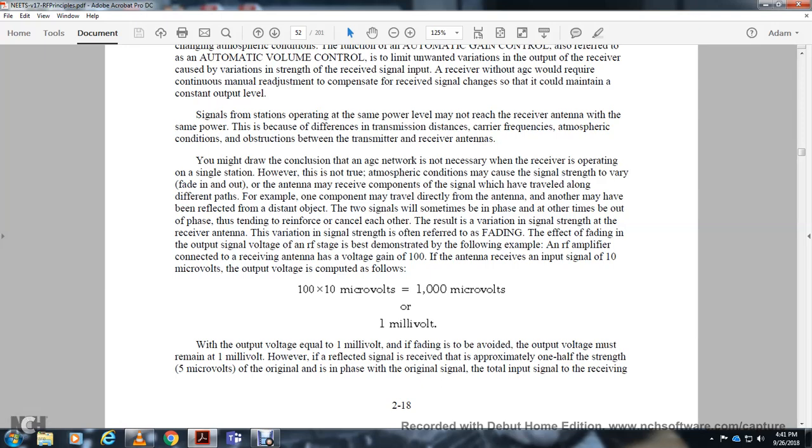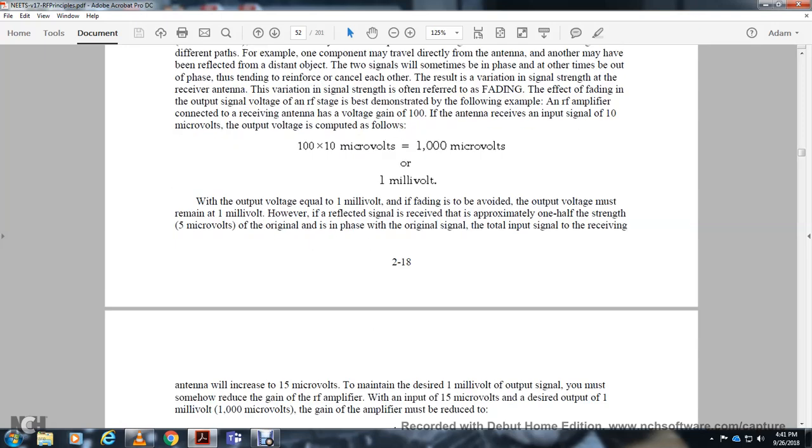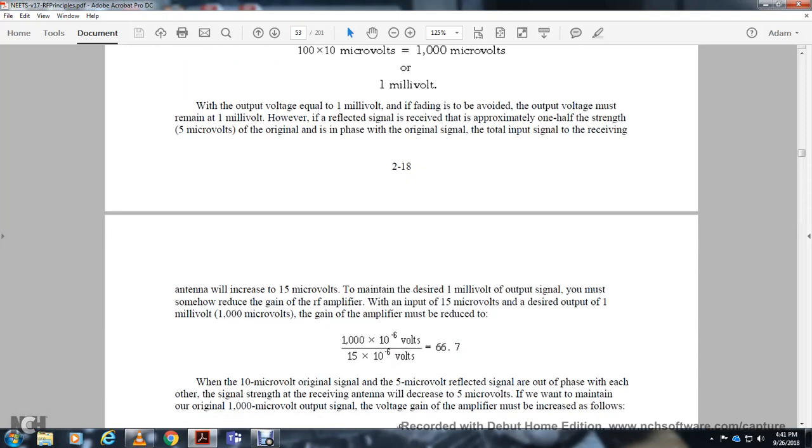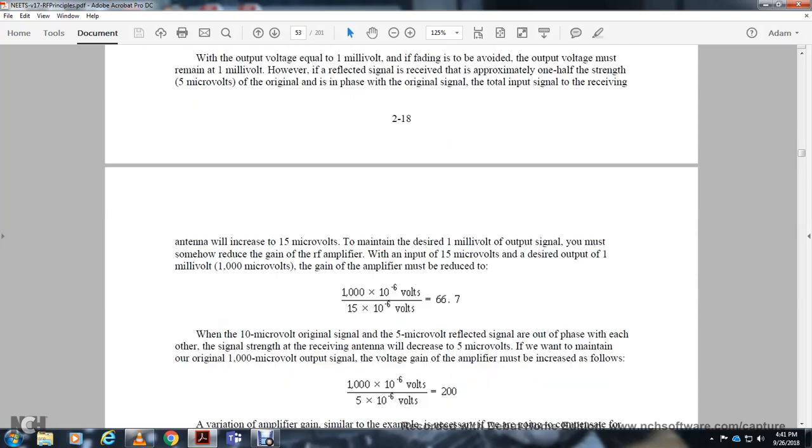However, suppose a reflected signal is received with approximately half the strength, 5 microvolts, in phase with the original signal. The total input signal at the receiving antenna increases to 15 microvolts. To maintain the 1 millivolt output signal, you must somehow reduce the gain of the radio frequency amplifier for the 15 microvolt input. For the desired output of 1 millivolt, the amplifier gain must be reduced to 1,000 times 10 to the negative 6 volts over 15 times 10 to the negative 6 volts, which is 66.7.